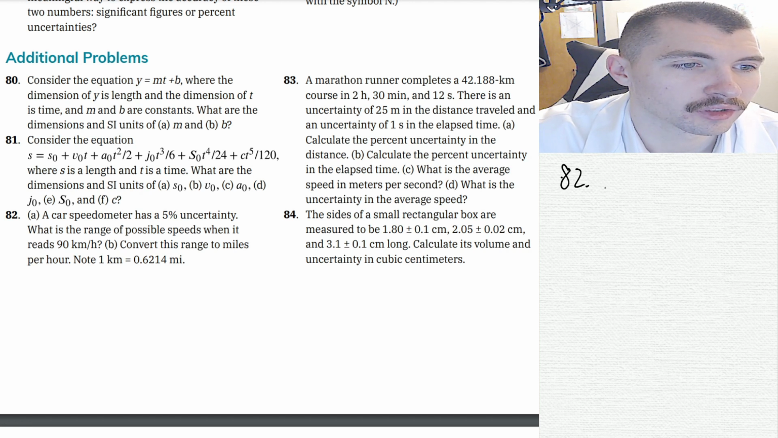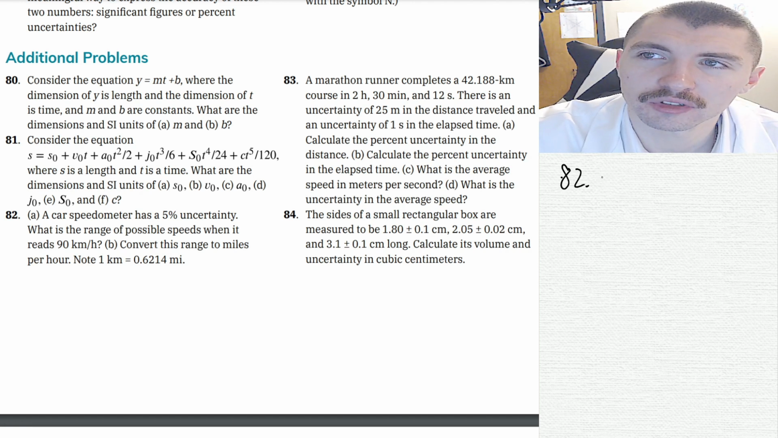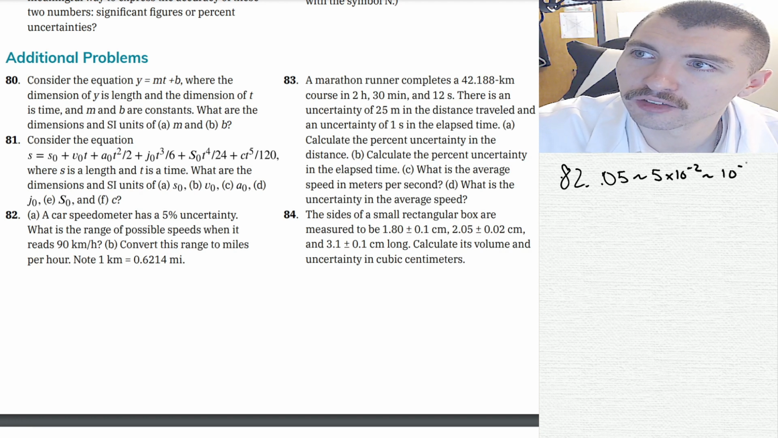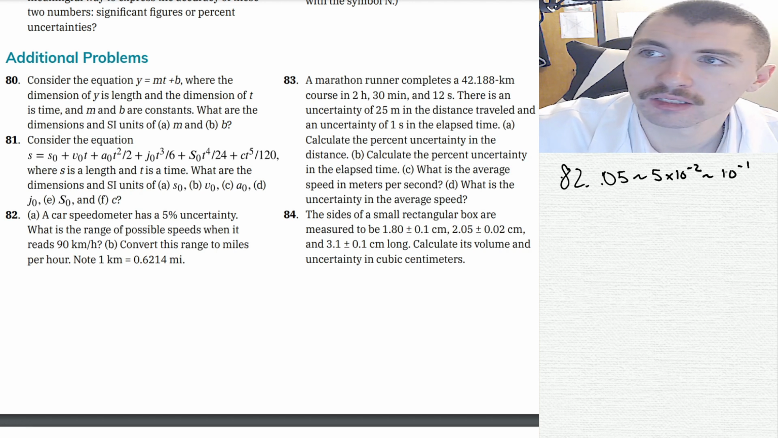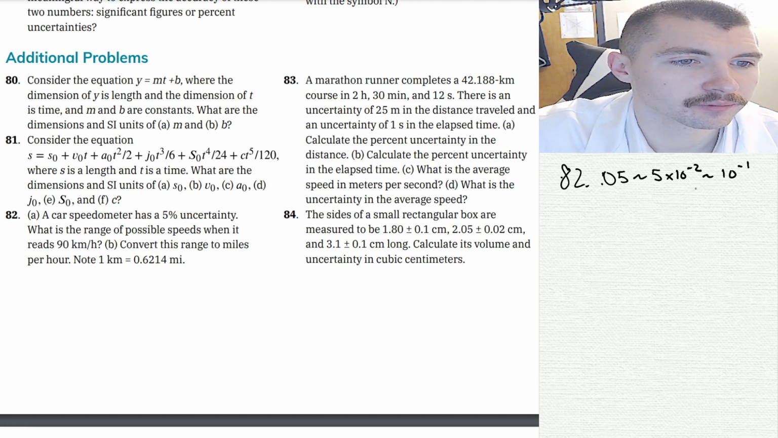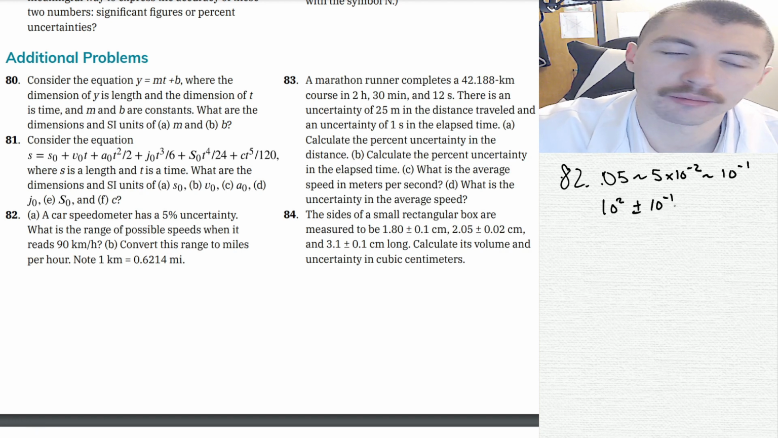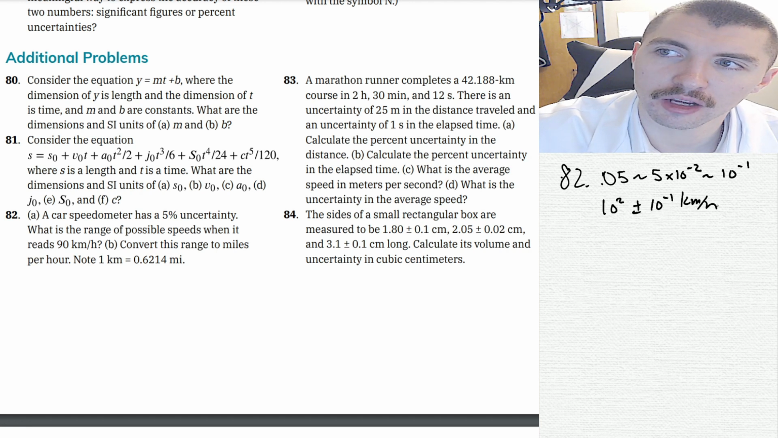Okay, 82. Cars per hour has 5% uncertainty. So what is 5% uncertainty? That is 0.05, which is about 5 times 10 to the negative 2, which is about 10 to the negative 1. Okay. So it's going to be 10 to the 2 plus or minus 10 to the negative 1 kilometers an hour.